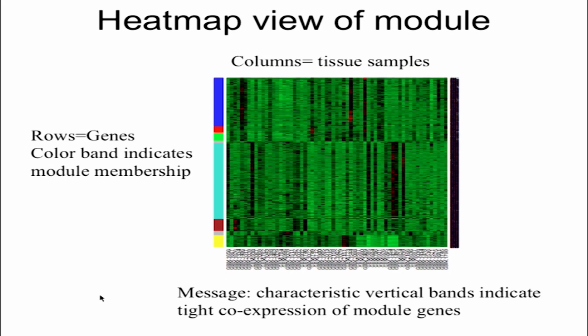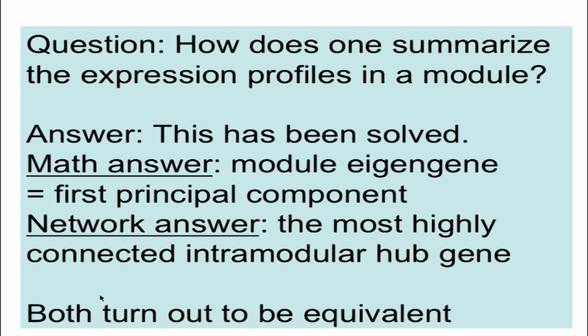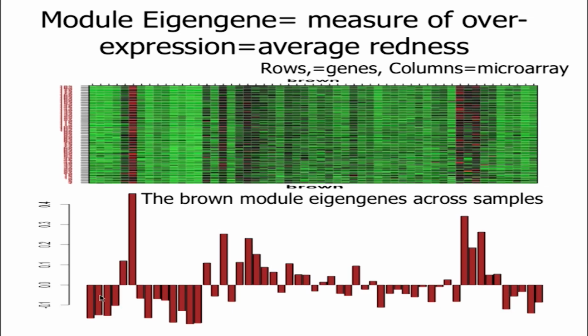How do we summarize the expression profiles of a module? Towards that end, there are really two answers. One is to form a weighted average or principal component, and the other answer is to use the most highly connected hub gene in the module. And both turn out to be equivalent. So let me explain this a little bit more. It's actually a very important concept. What is a module eigengene? It's really essential to everything we will do.